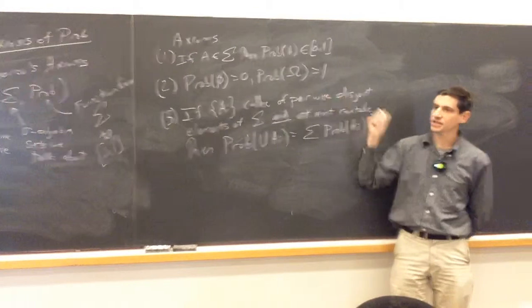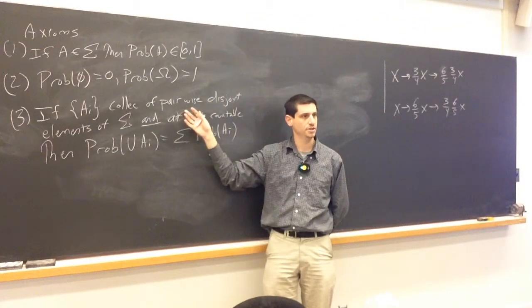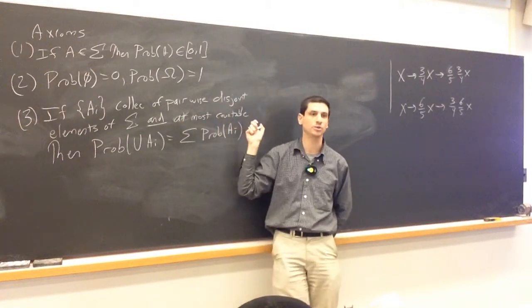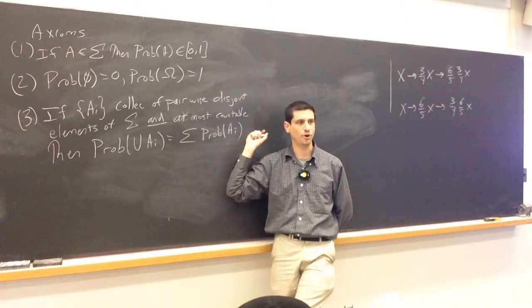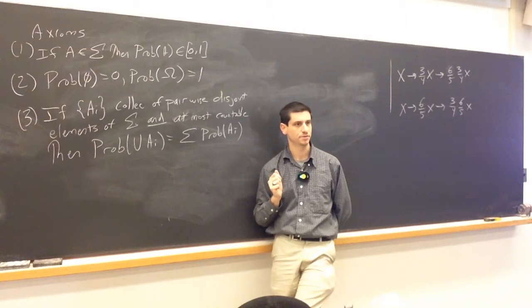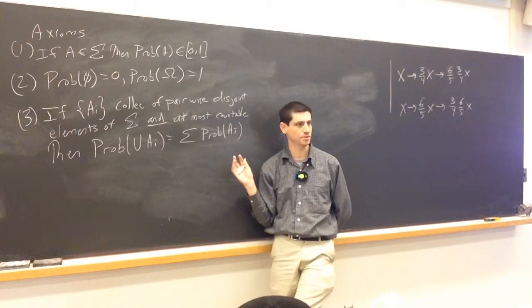Right? This is the acceptable thing. This is very close to our wish list. The only real difference from the wish list was that we're putting in the phrase at most countable. We are restricting what we can do. For all practical purposes, this is not a bad restriction. Okay? And then it turns out you can develop a really nice theory about this.